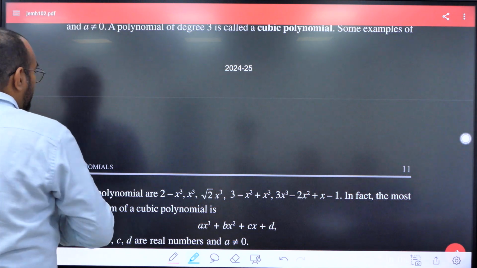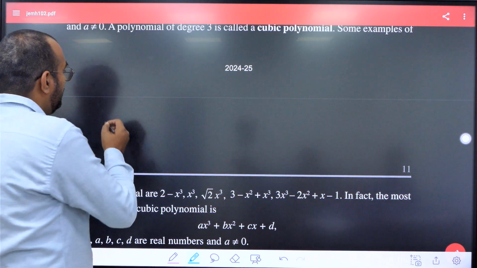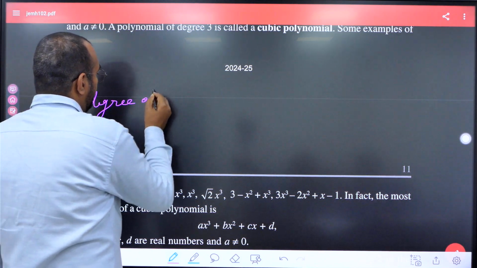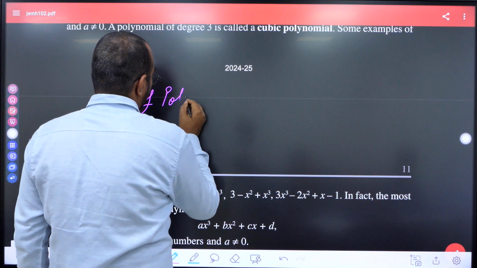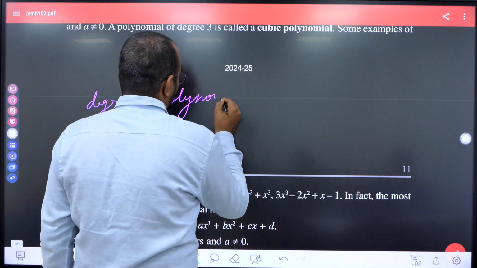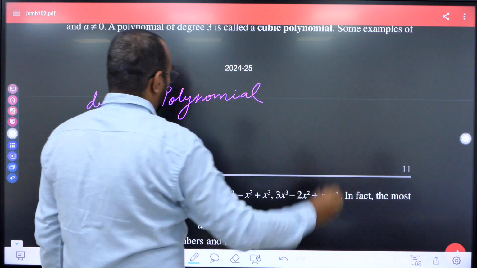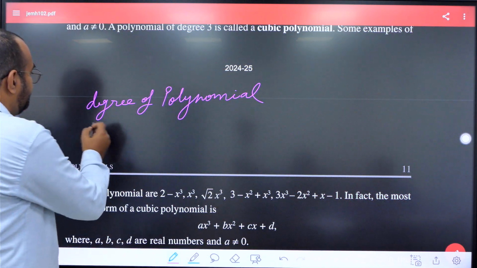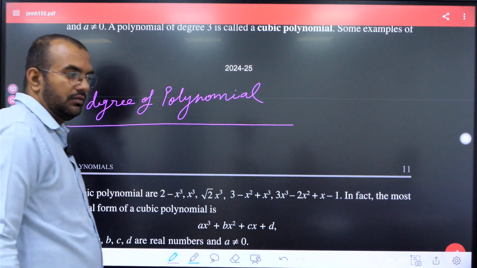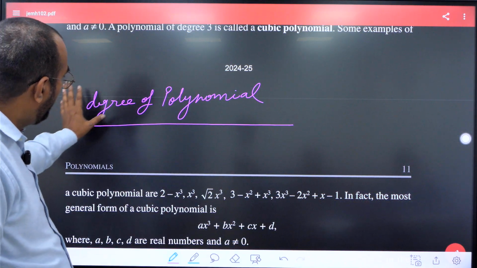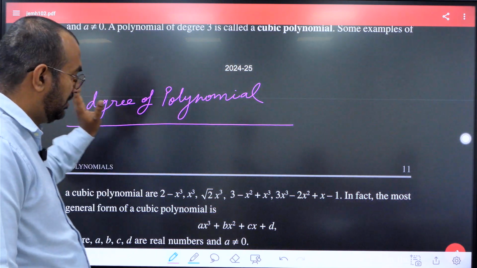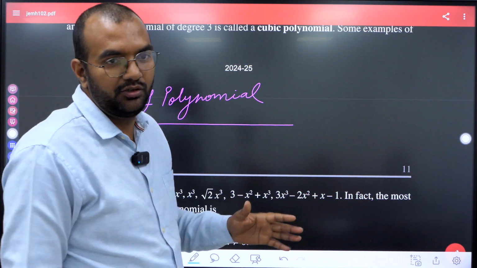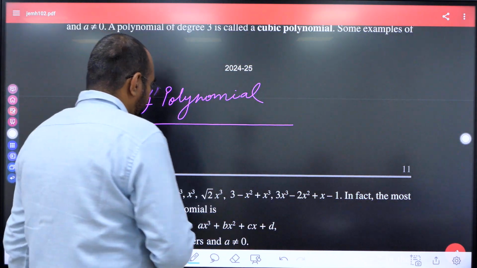Now we will discuss degree of polynomial. Okay. So beta, first of all we will know how to identify the degree of a given polynomial. If there is a polynomial given there, then how will you identify the degree of that polynomial? Okay. So let us discuss that.